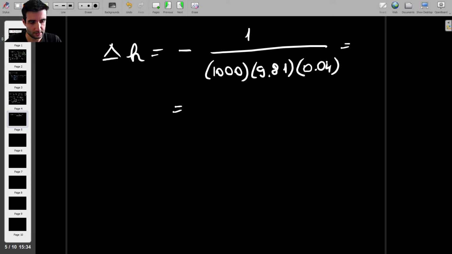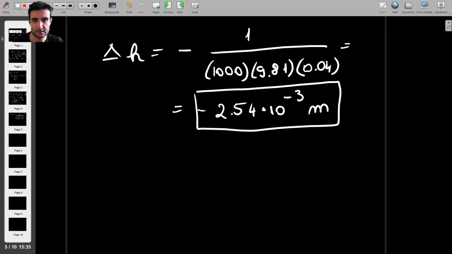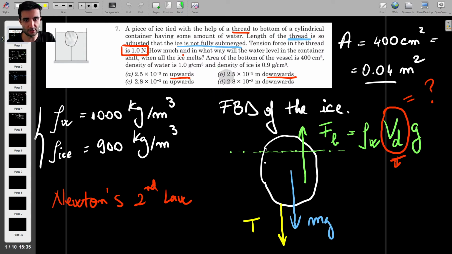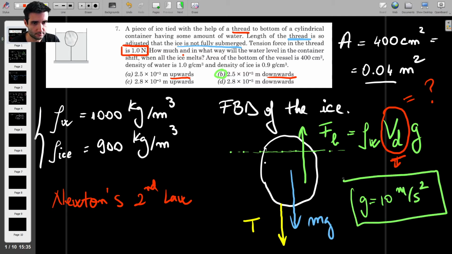So I'm getting, yeah, so this is minus 2.54 times 10 to the minus 3 meters. Again, the minus tells you that the water level goes down, right? So it goes down by this much, 2.54 times 10 to the minus 3 meters, which means that the closest answer to that is B. The reason they got 2.5, I'm assuming, is because they used a G of 10 meters per second squared. Okay, but yeah, so that's how you do the question.